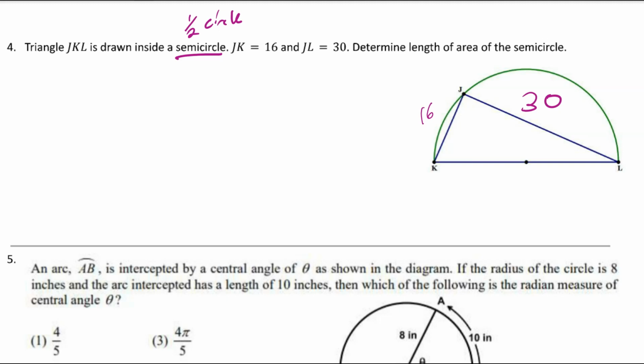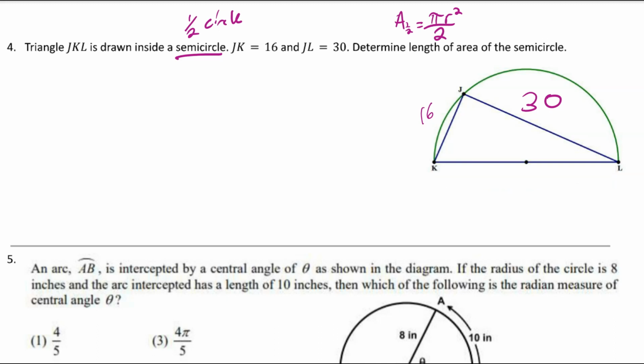Well, remember that the area formula for a regular circle is pi r squared. So if I want half of a circle, it'd be half of pi r squared. The question is, what is the radius of this circle? It would be really helpful if we could find the diameter and just take half of it.